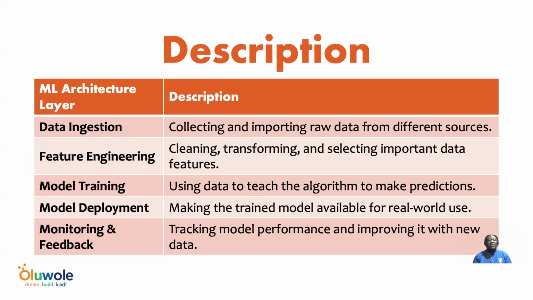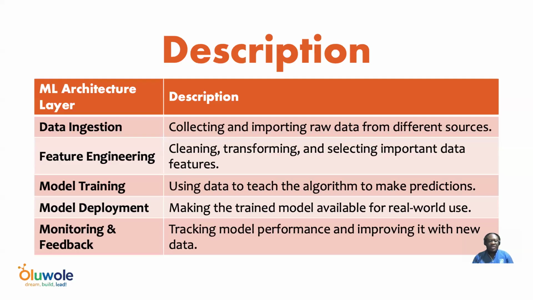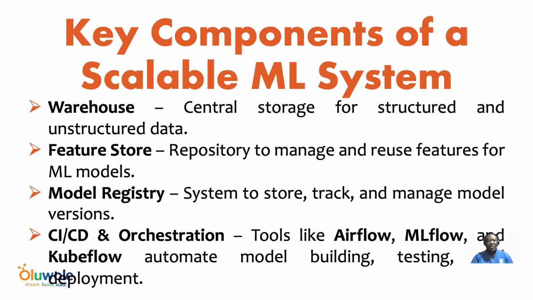If it's not working, okay, let's go back to model training and improve it with new data. So that's what you keep doing. The process is like a life cycle. But what? Monitoring and feedback. So you're tracking your model performance and you're improving it with new data. So that's what each layer of the ML architecture does.